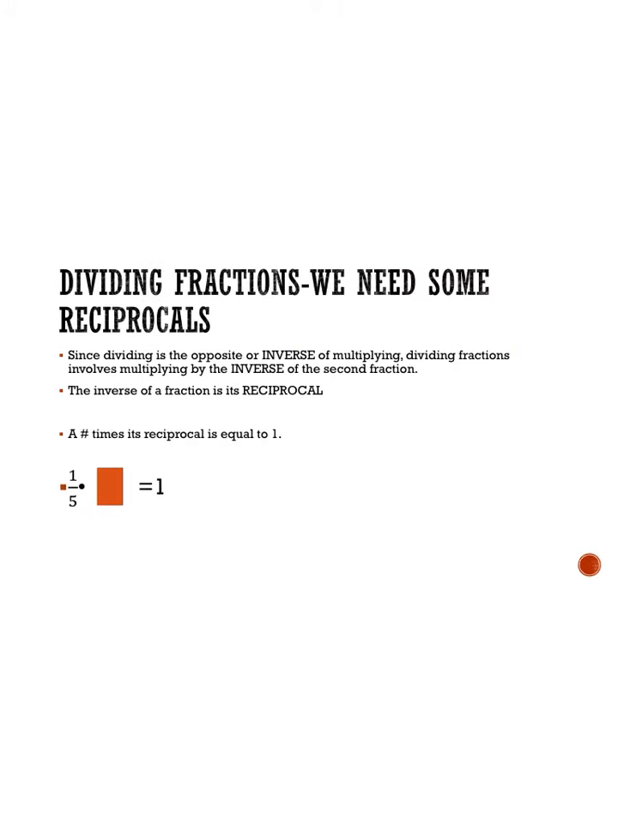Dividing fractions. We need some reciprocals when we divide fractions. Since dividing is the opposite or the inverse of multiplying, dividing fractions involves multiplying by the inverse of the second fraction. So first we need to know what a reciprocal is. The inverse of a fraction is its reciprocal. And the definition mathematically is that a number times its reciprocal is equal to 1.